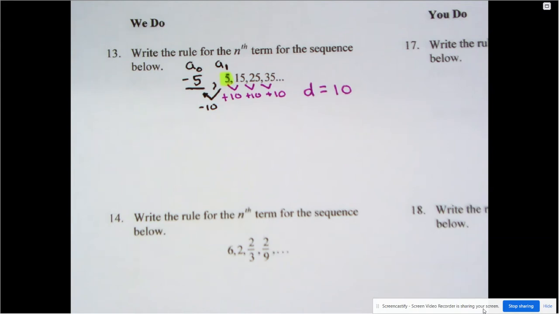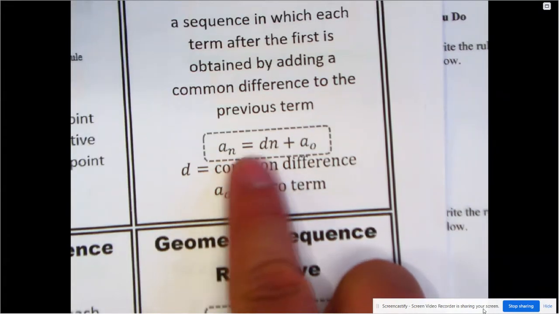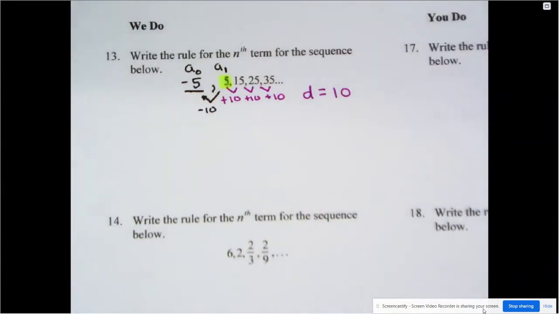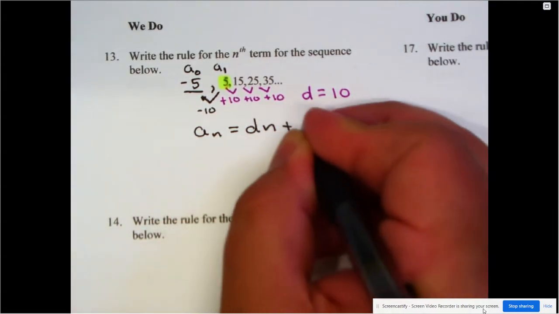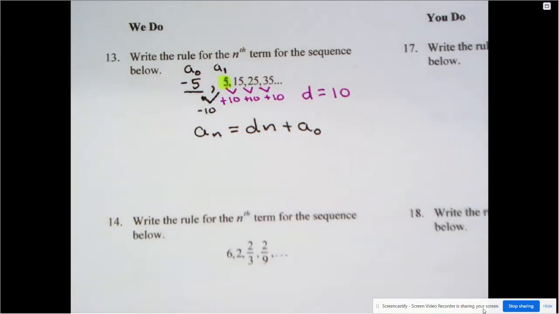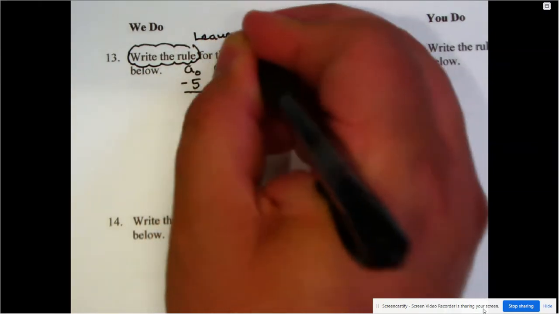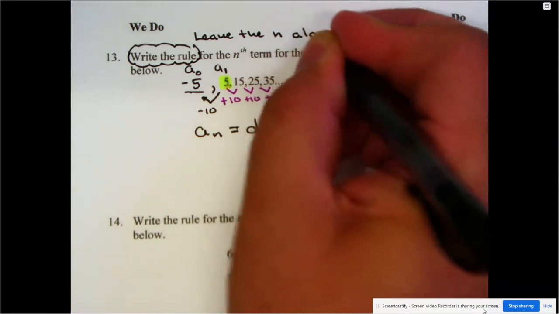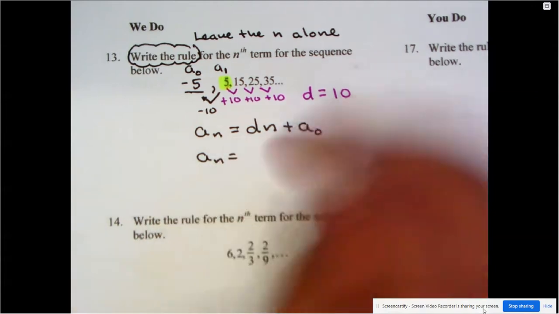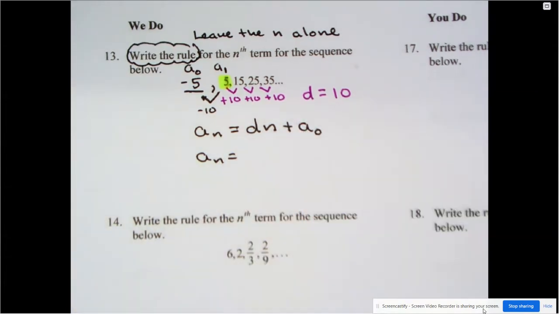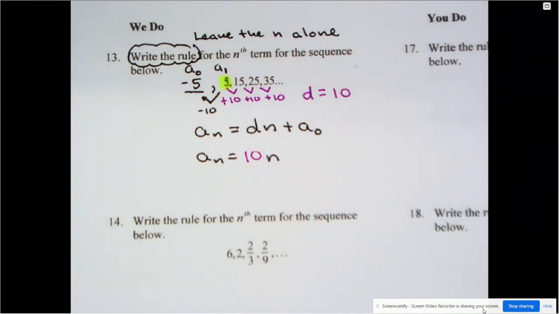So we're ready. When you write the rule, remember, here's what the word wall says. a sub n is equal to d n plus a sub 0. So a sub n is equal to d times n plus a sub 0. But when it says write the rule, you leave the n alone. Don't mess with the n. This has an n, leave it alone. The letter d, that's not an n, so I'm going to put the number 10 there where it belongs. And then I write the letter n because you're supposed to leave it alone when you create the rule.